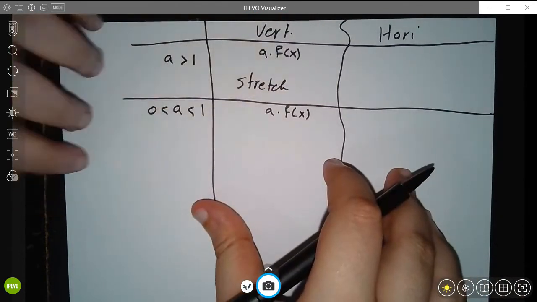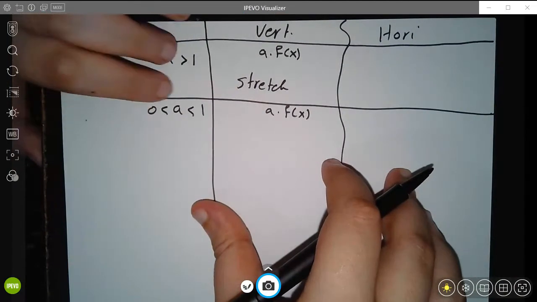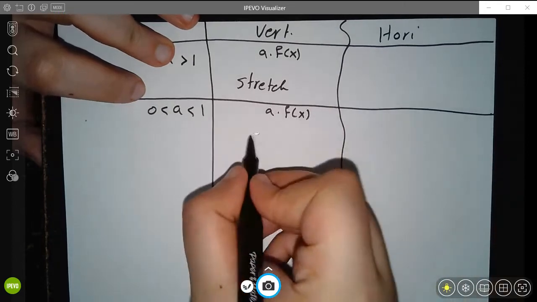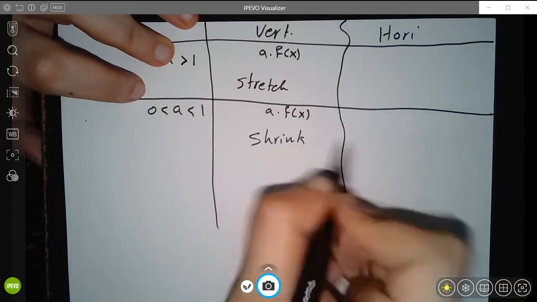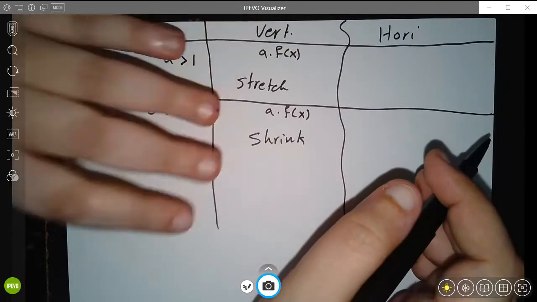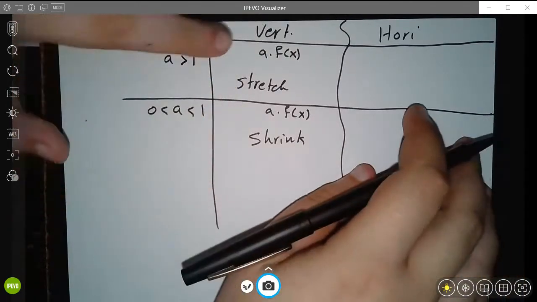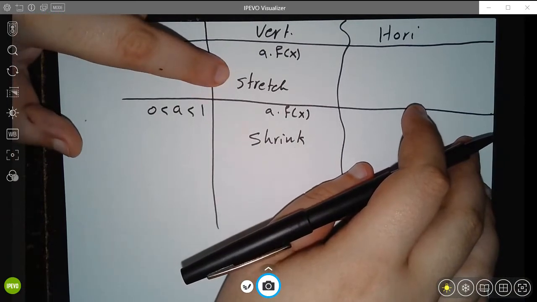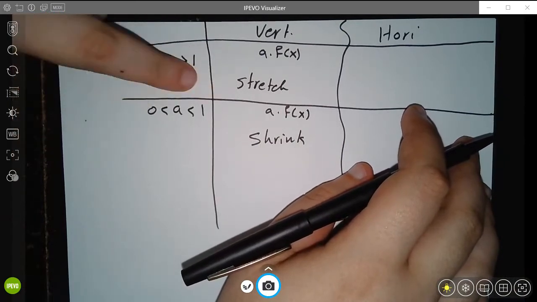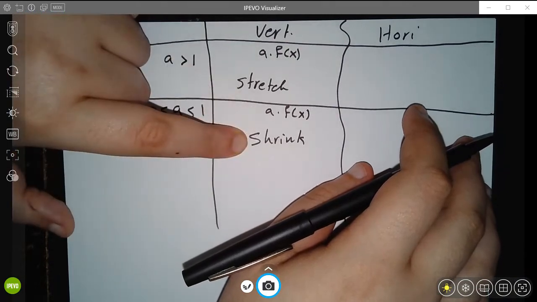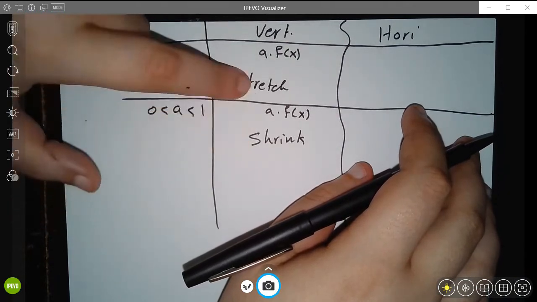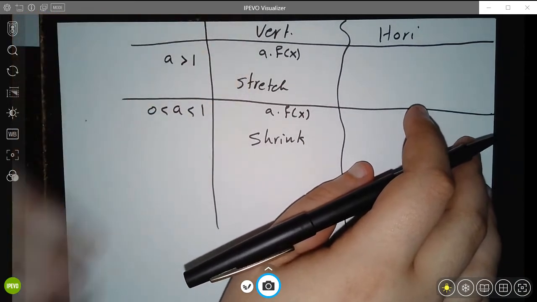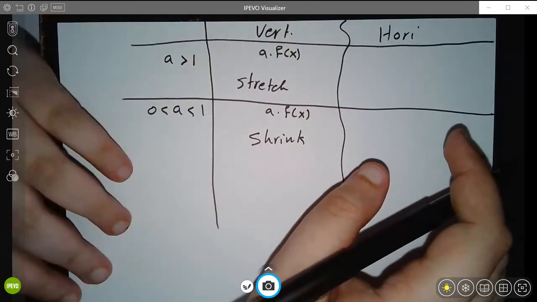Yeah? Now, what's going to happen when you multiply by a number smaller than 1 but not by 0? It's going to shrink. So again, with the vertical, the function is going to behave exactly the same way you predict it to. So when you multiply by a number bigger than 1, the function is going to get bigger. It's going to stretch. And when you multiply by a number smaller than 1, the function is going to get smaller. It's going to shrink. Make sense? So stretch, shrink. Vertical always behaves the same way you think it will. Horizontal is always going to be the opposite.